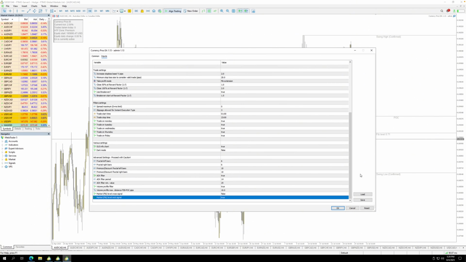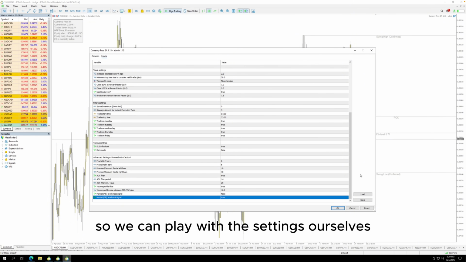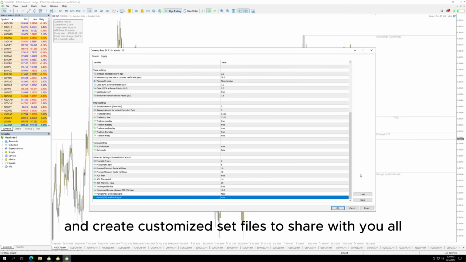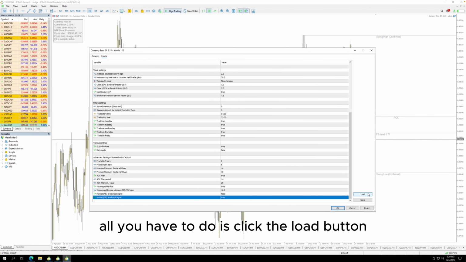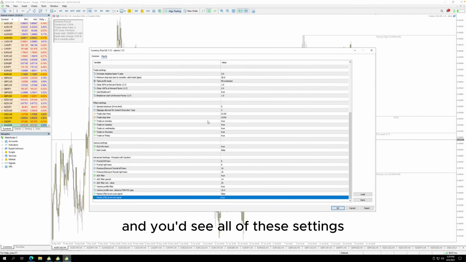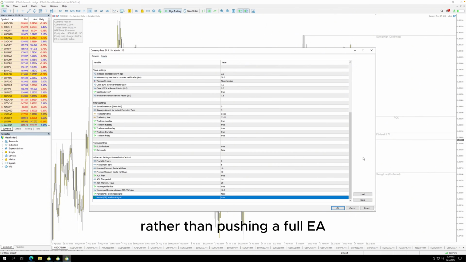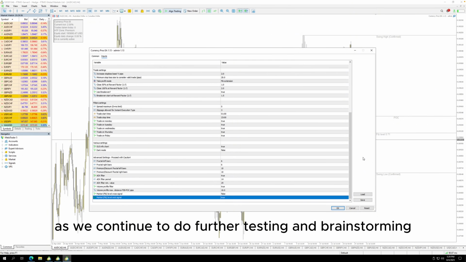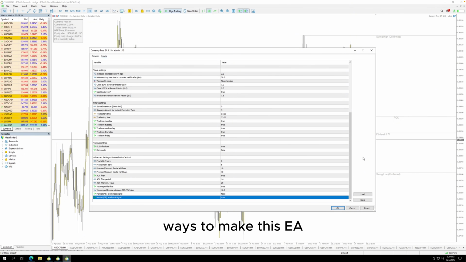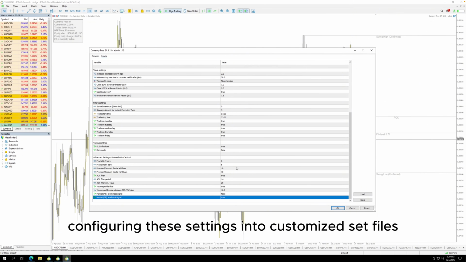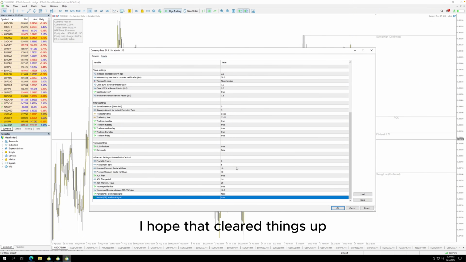The main reason we've opened this up is so that we can play with the settings ourselves and create customized set files to share with you all. When we do so, all you'd have to do is click the load button and load that customized set file, and you'd see all of these settings change automatically. For us, it's a lot easier to create customized set files rather than pushing a full EA update that everybody has to reinstall. So as we continue to do further testing and brainstorming ways to make this EA the best performing thing on the market, we'll have an easier time configuring these settings into customized set files and releasing them to all of you. I hope that cleared things up.